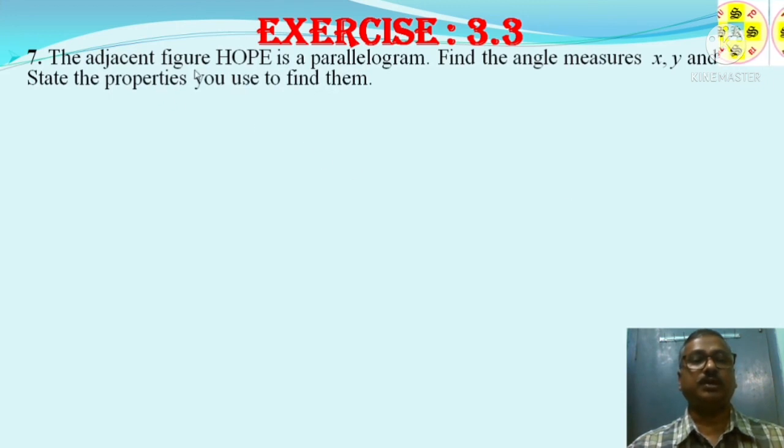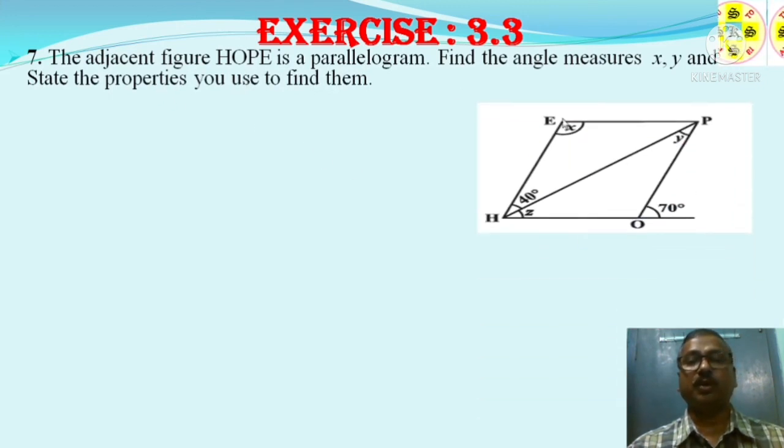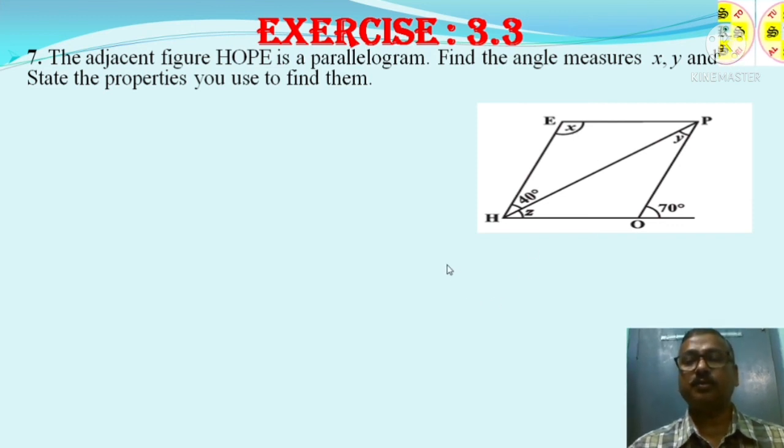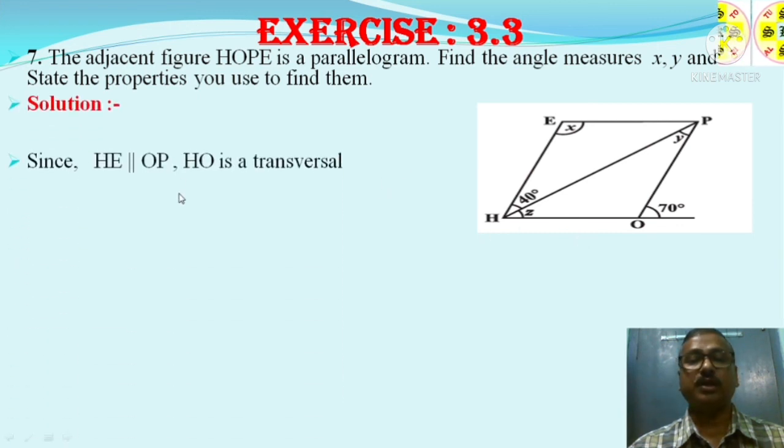So now see this figure, HOPE is a parallelogram. Find the angles X, Y, Z and state the properties. So this is X, this is Y, this is Z. So we have to find X, Y, Z. At the same time we have to mention why we are writing this.